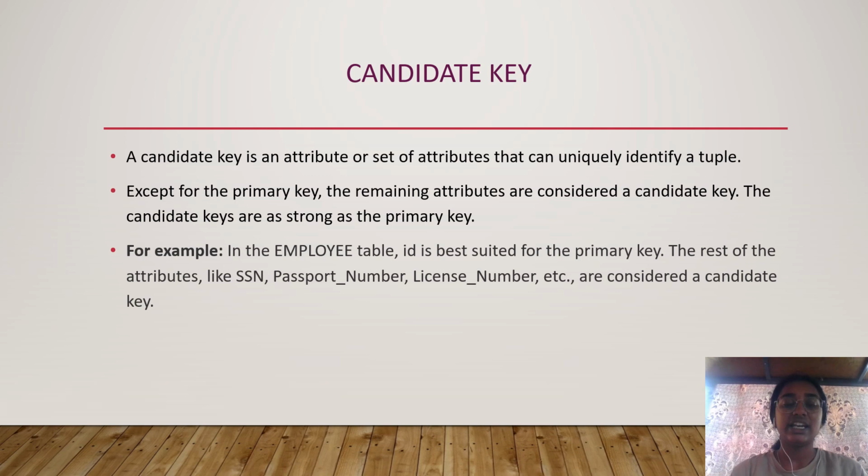Candidate key. A candidate key is an attribute or a set of attributes that can uniquely identify a tuple. Except for the primary key, the remaining attributes are considered candidate keys. The candidate keys are as strong as a primary key. For example, in an employee table, ID is the most suitable for the primary key. The rest of the attributes like SSN, passport number, license, etc. can be candidate keys.